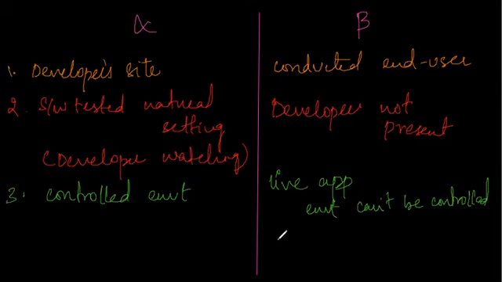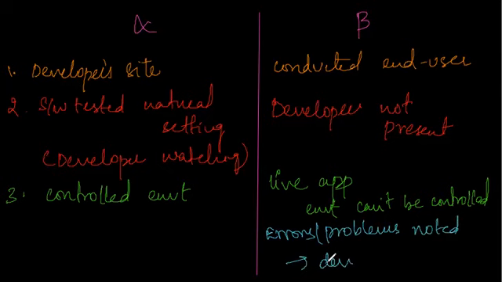Now at the end of beta testing, the different errors that are present at the end user side, all those errors or problems will be recorded or noted and they will be passed to the developer for making any changes or for providing service. So there's a difference between alpha and beta testing. It is an important short answer.